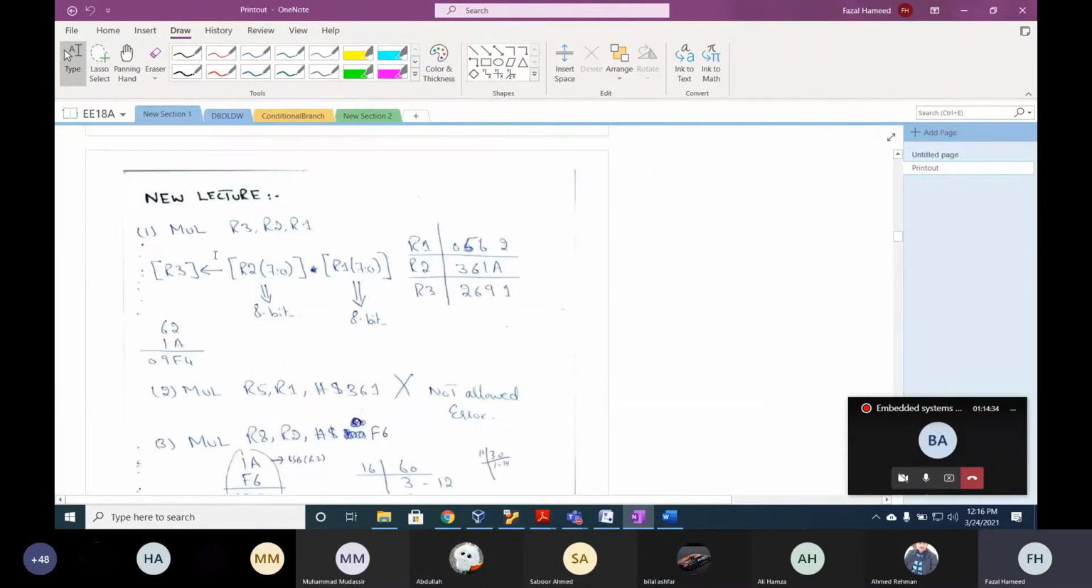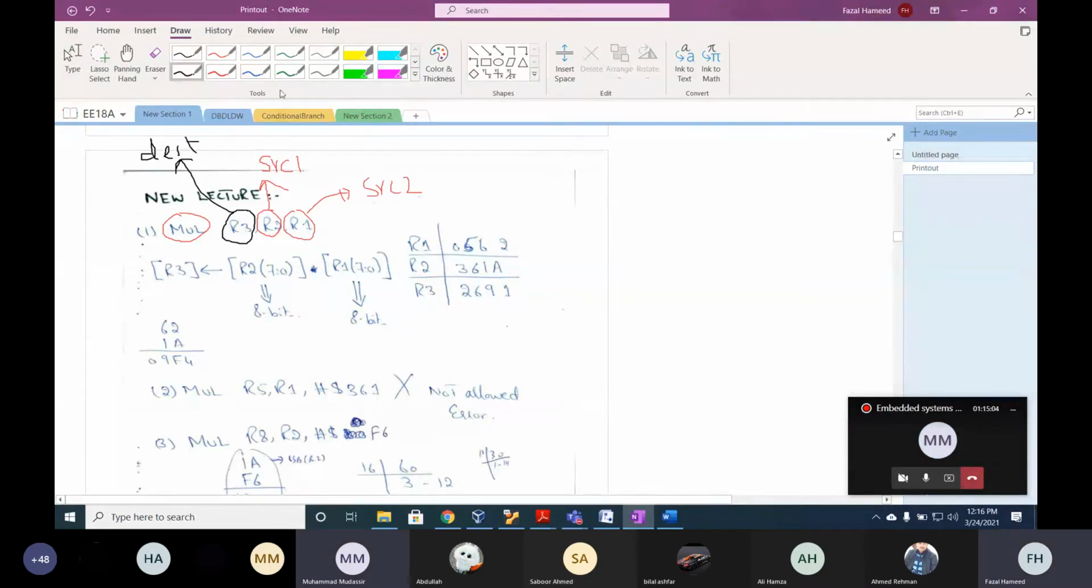So now if you multiply two registers, this is a multiply instruction, and R2 and R1 are the sources. This is source 1. R2 is source 2. What is R3? Destination.